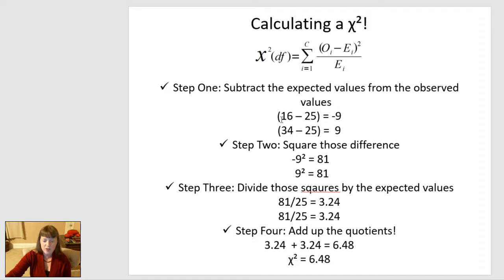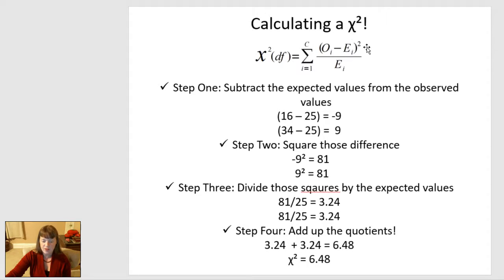My observed value for the monarchs was 16. 16 people chose the monarchs. According to the null, 25 people should have chosen them, right? There should have been an even split. So I subtract to get -9. 34 people chose the Brahmas. According to the null, 25 people should have done that. So I get a +9. I've now done the observed minus the expected frequencies for each category.